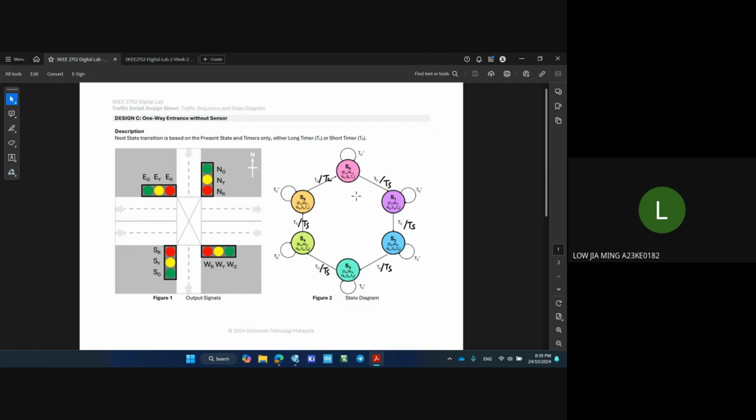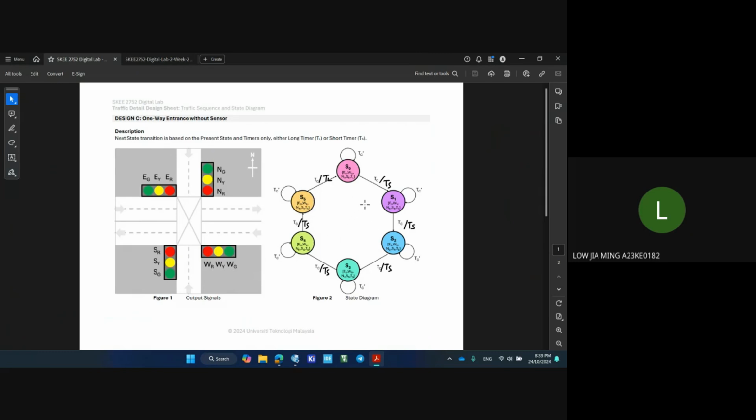However, in state S0, it remains in its state because the input TC, the terminal counter, is not present. So it will keep looping until the long timer controls it before going to the next state. The state sequence follows a cyclic pattern where after completing the final state S5, the system loops back to S0 and continues the cycle.